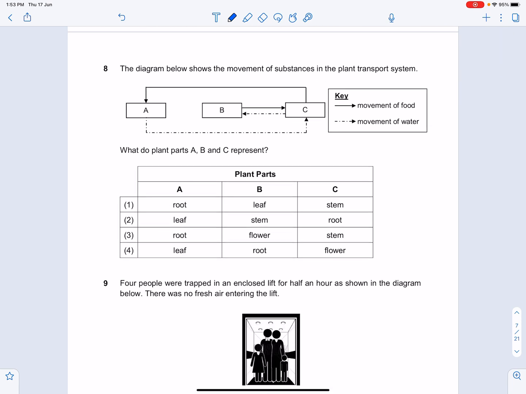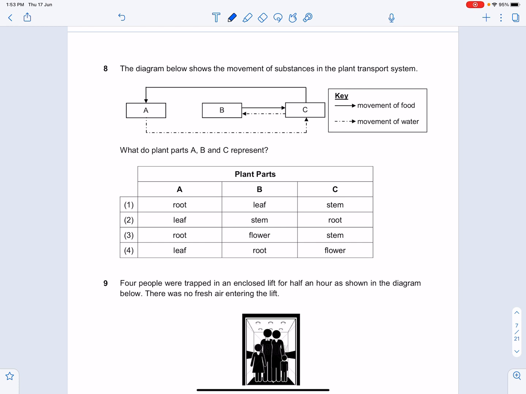Okay, moving on to question 8. The diagram below shows the movement of substances in the plant transport system. What do plant parts A, B, and C represent? First things first, we have to identify what the various parts are.